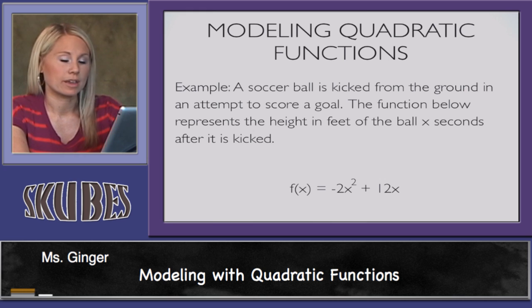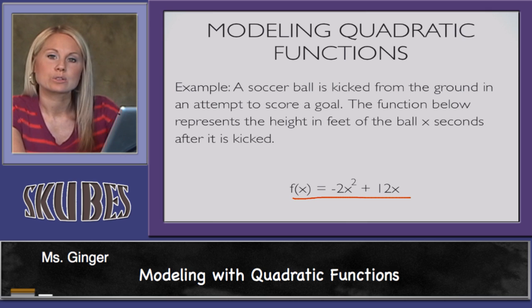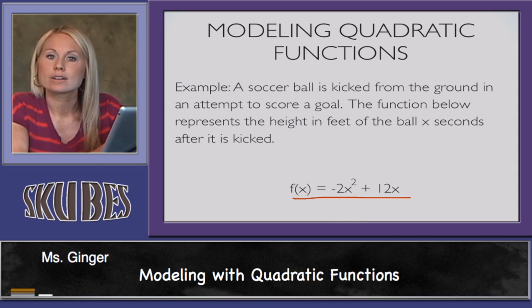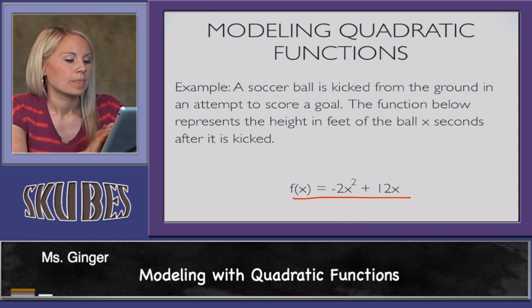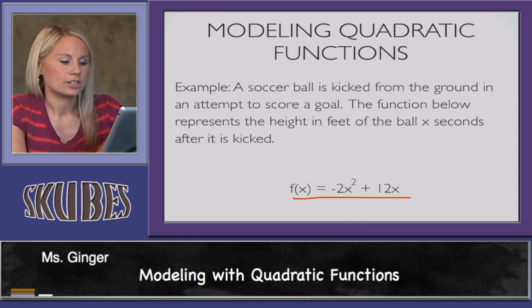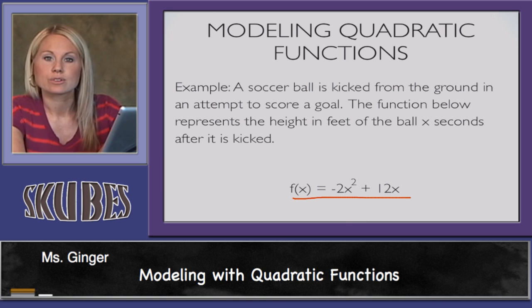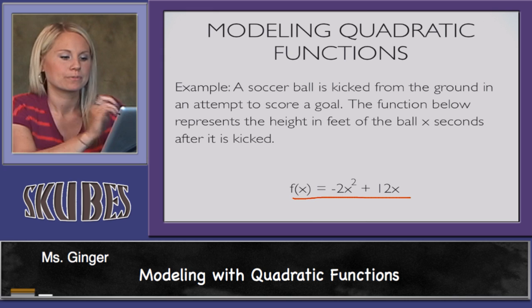We have a function that's representing that down here, negative 2x squared plus 12x. That's the equation of a parabola that is opening downward, so it's modeling our situation. So we're given that equation, and we're going to be given the graph, and we're going to be asked a couple of different things about what's happening.